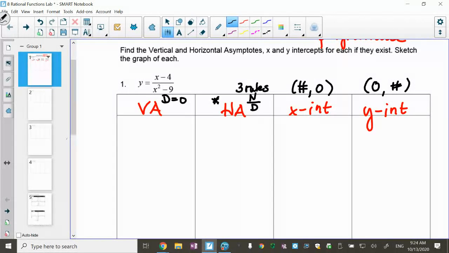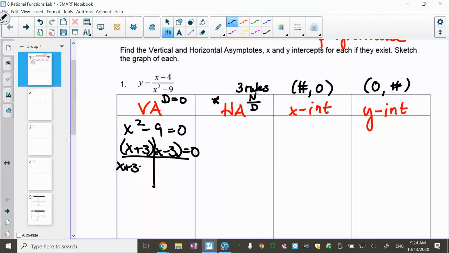So let's do the vertical asymptote. I'm going to take the denominator and put it equal to 0. Now, you can move the 9 over and take the square root, but what always happens is I have somebody forget it's plus or minus. So I'm actually going to factor this. Do my big T. So I have x plus 3 equals 0. This is the work I want you to show. X equals negative 3. X equals 3.